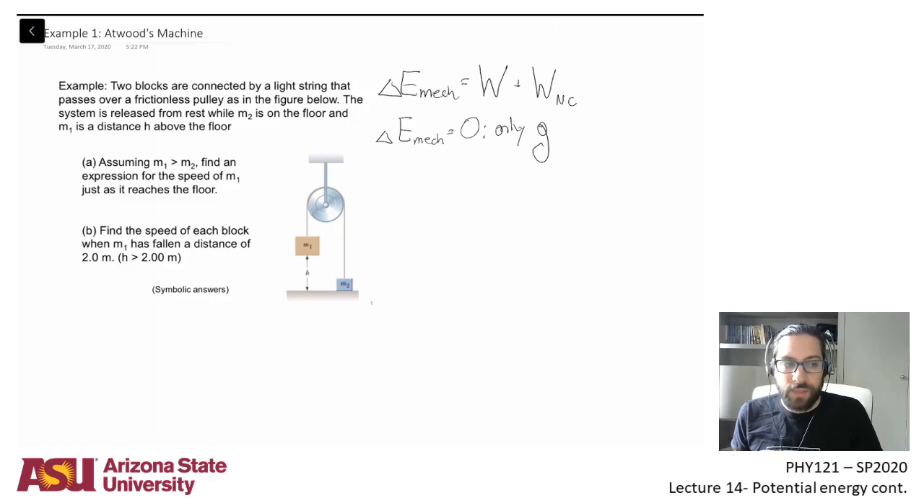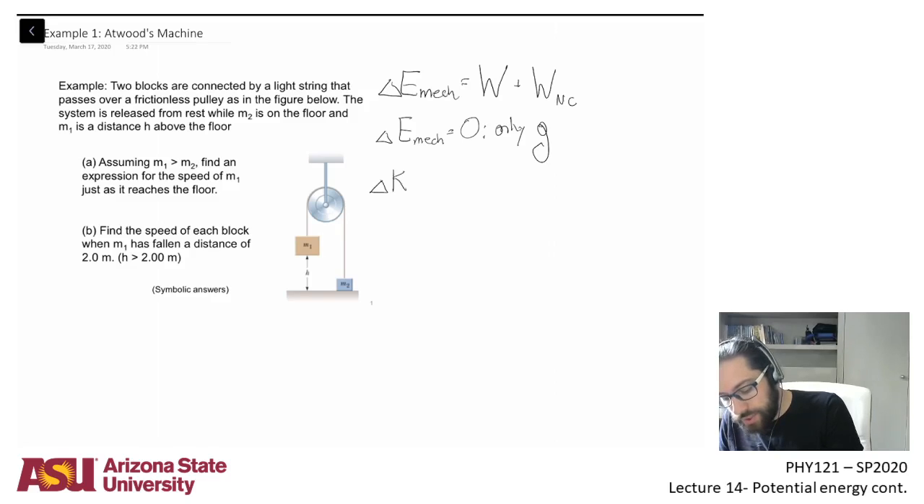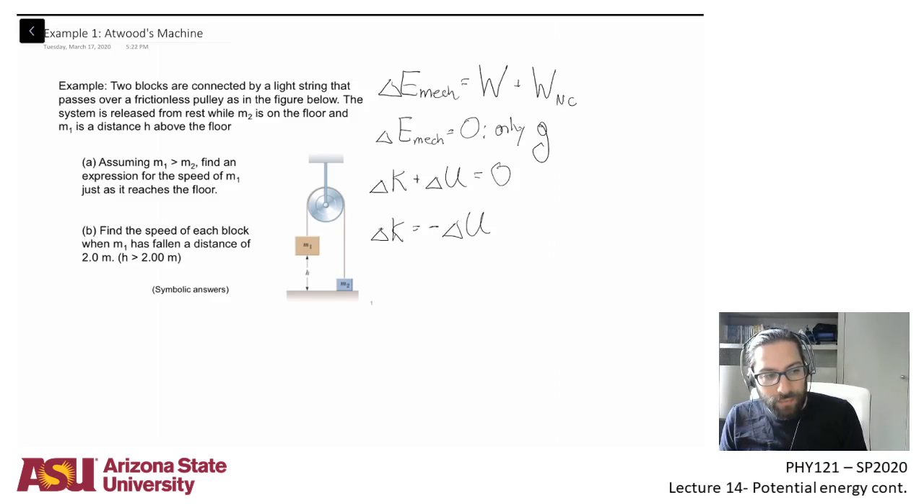If you can use this assumption, you can write down the next equation, which is that delta K, the change in kinetic energy, plus delta U is equal to 0. Therefore, delta K is equal to minus delta U. Okay? So this is where we're going to start. Okay? Now we need to write down delta U.